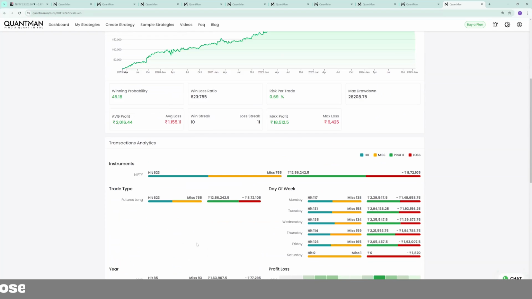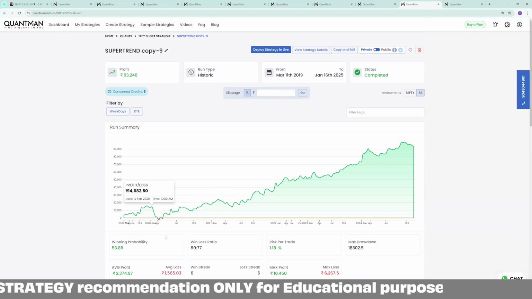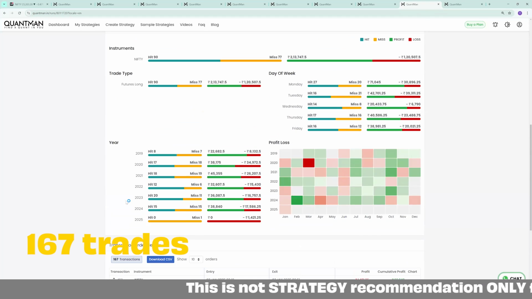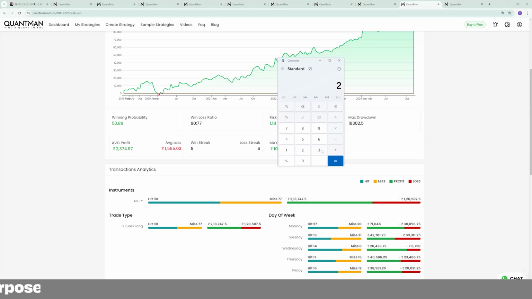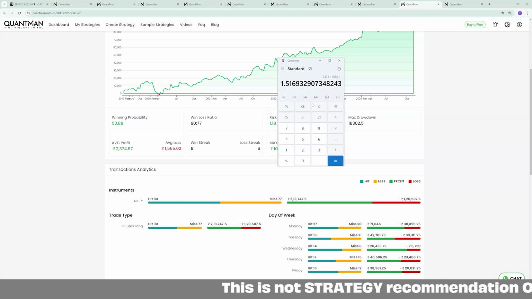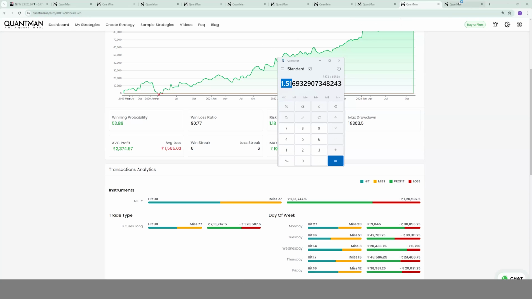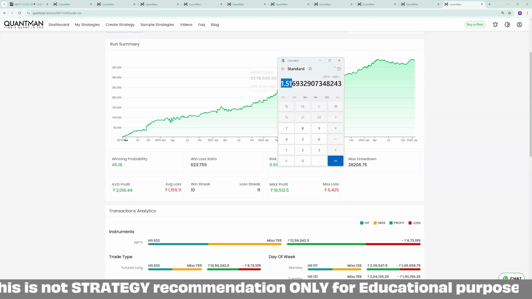Also see the trade count. Here 1300 trades. Here 167 trades. With the risk to reward ratio of 2374 divided by 1565, that is 1.5 risk to reward ratio with 53% winning probability. Here it shows 1:2 risk reward with 45% probability.